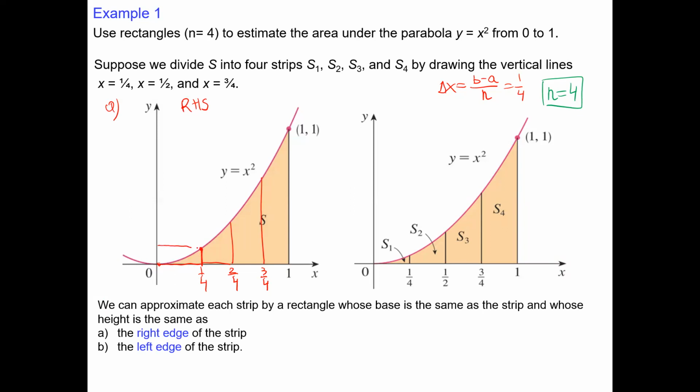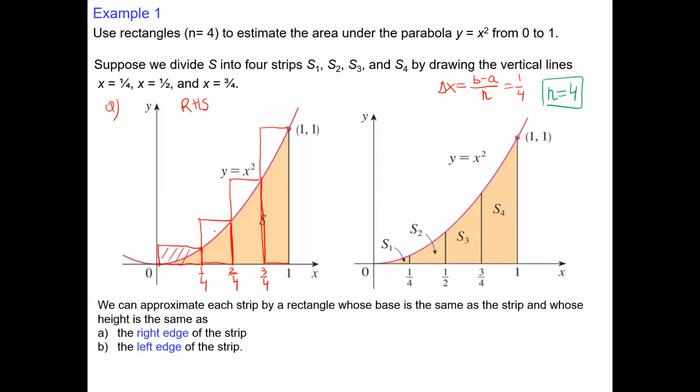That means I will build the rectangle. And then again, between 1/4 and 1/2, 1/2 is on the right-hand side. This will give me the height. Between 1/2 and 3/4, 3/4 is on the right-hand side, and this will give me the height. The last subinterval, 1 is on the right-hand side, 1 will be the height.